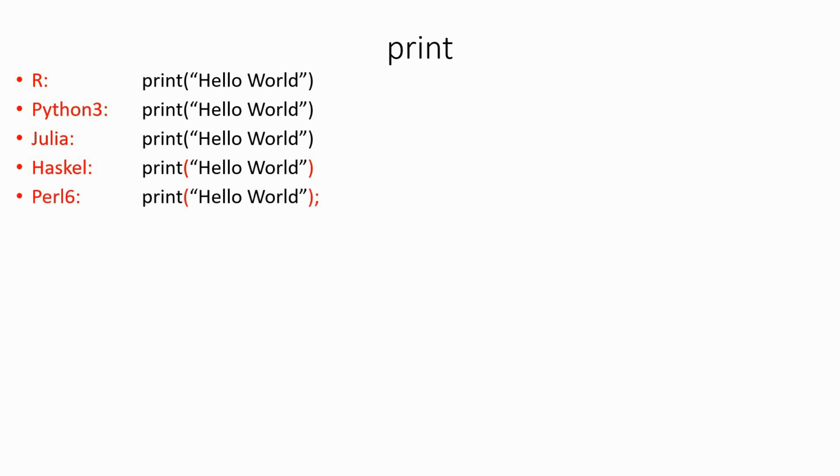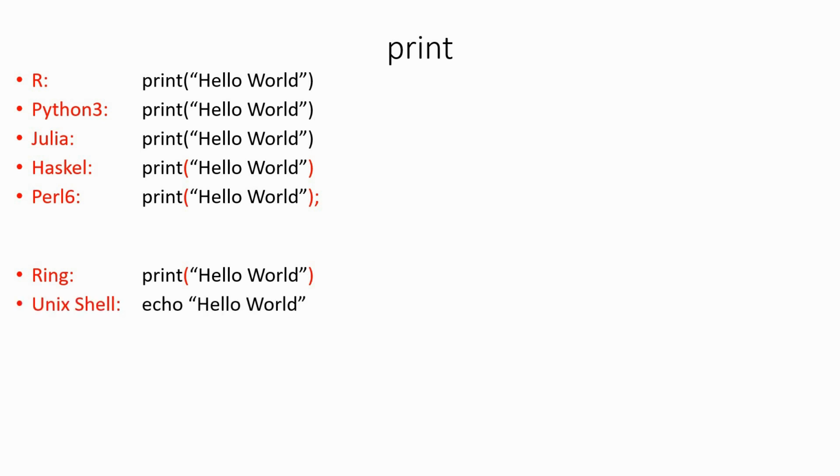Same is the case with Perl 6. In Perl 6, these parentheses are not used. However, the semicolon is included in the syntax of Perl 6. But both of these things are optional here as well. The Ring program has similar syntax. The parentheses are optional here. The Unix shell is slightly different from all of the above languages. Instead of the print command, you use another command called echo. Another difference is that parentheses cannot be used in the Unix shell. If you use them, it will give you an error.